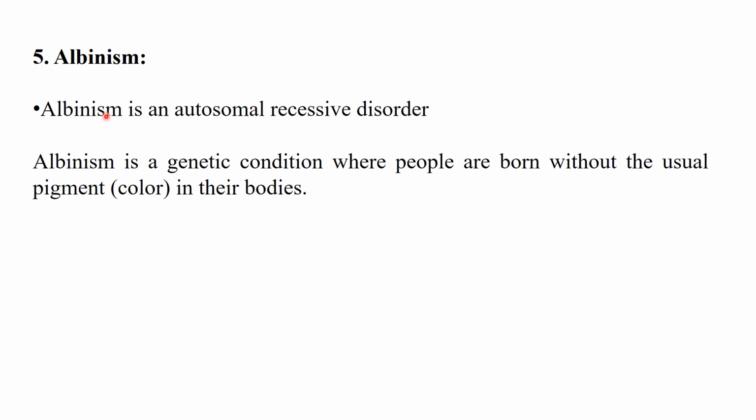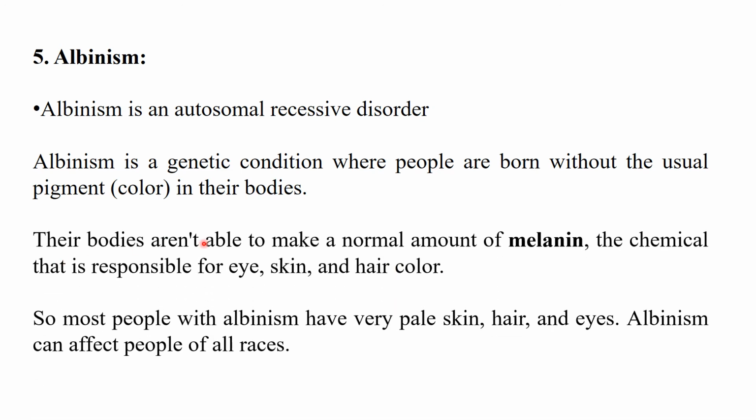Albinism. Albinism is an autosomal recessive disorder. Albinism is a genetic condition where people are born without the usual pigment color in the body. The normal color pigment is absent, and the persons or the albinos, their bodies are not able to make a normal amount of melanin. Normal melanin is not produced. The chemical that is responsible for eye, skin or hair color, this pigment is absent and the condition leads towards albinism.